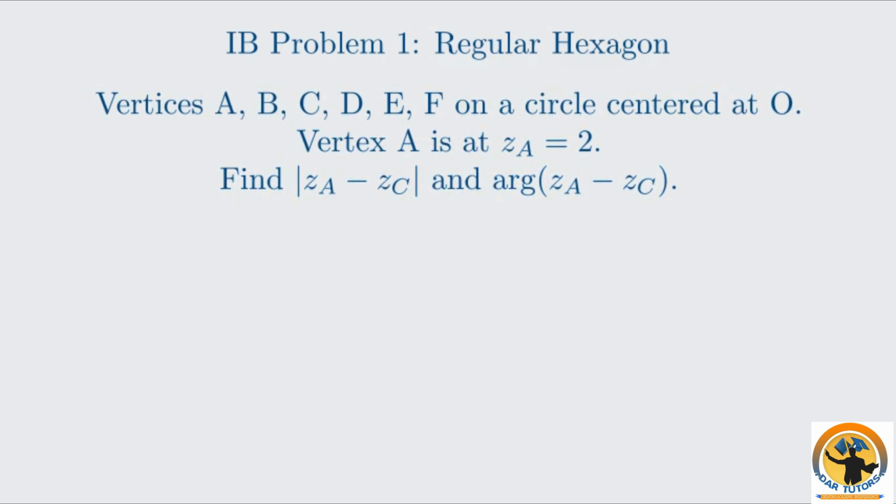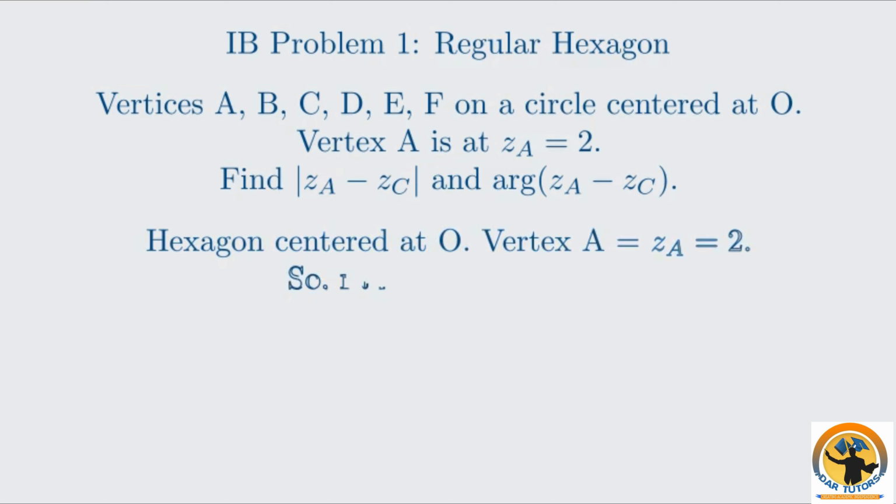Since it's a regular hexagon centered at the origin, the vertices lie on a circle. The position of A is the complex number z_A equals 2. This means the circle has a radius of 2.